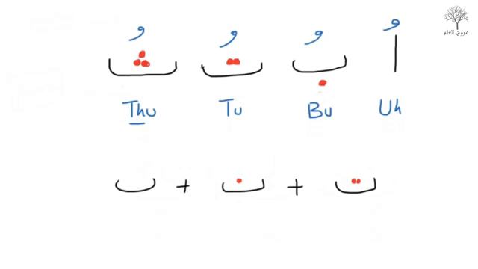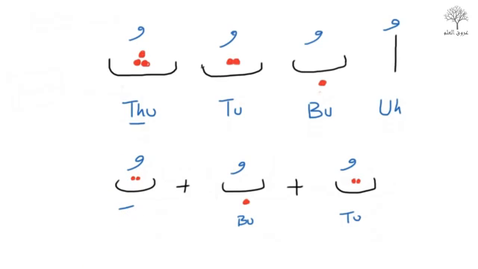Let's try a new combination. So let's try. Okay, this, how would we pronounce this? We'd say tu, bu, tu.